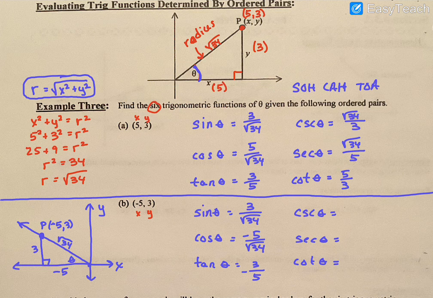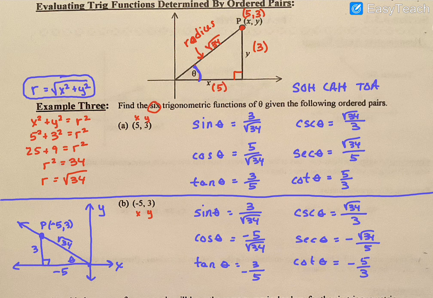Cosecant is the reciprocal of sine. So square root of 34 over 3. Secant is the reciprocal of cosine, so this is going to be the negative of square root of 34 over 5. And cotangent, of course, is the reciprocal of tangent, so that's going to be negative 5 over 3.